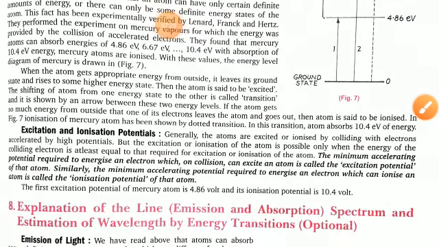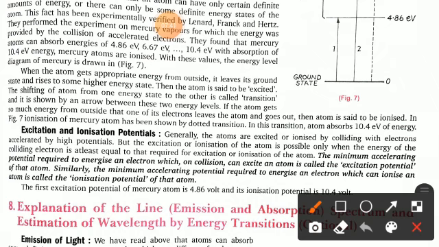Now this is the excitation and ionization potential. I hope you know very well what ionization potential is. This thing you have already read in chemistry. The maximum amount of energy required to pull an electron from an isolated gaseous atom is called its ionization potential.